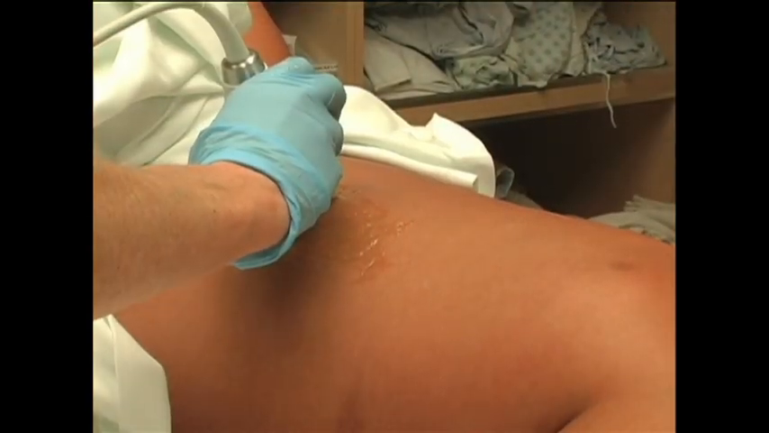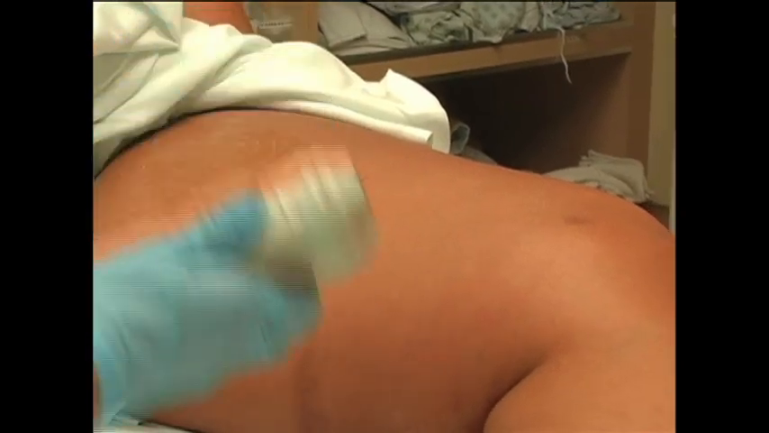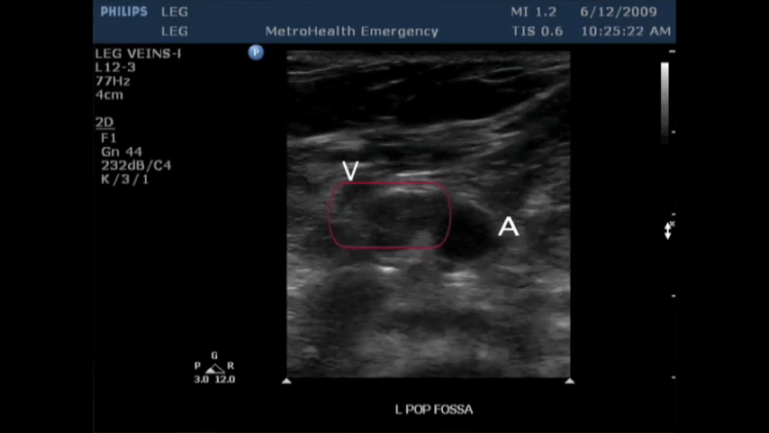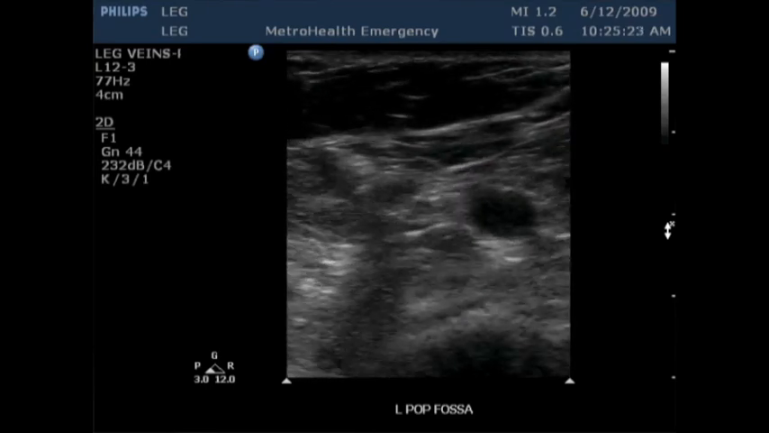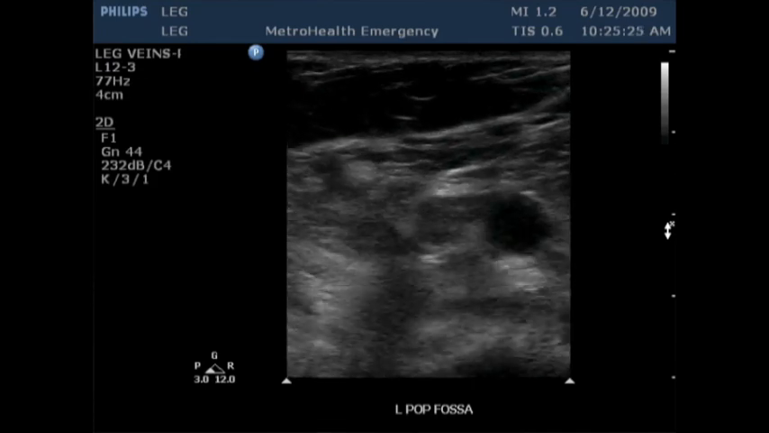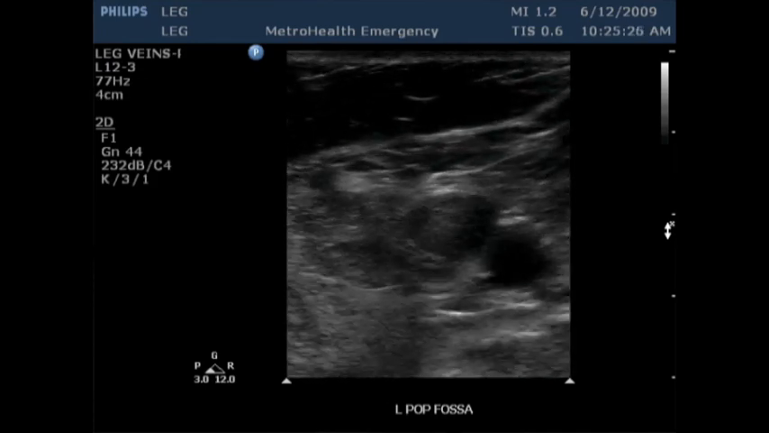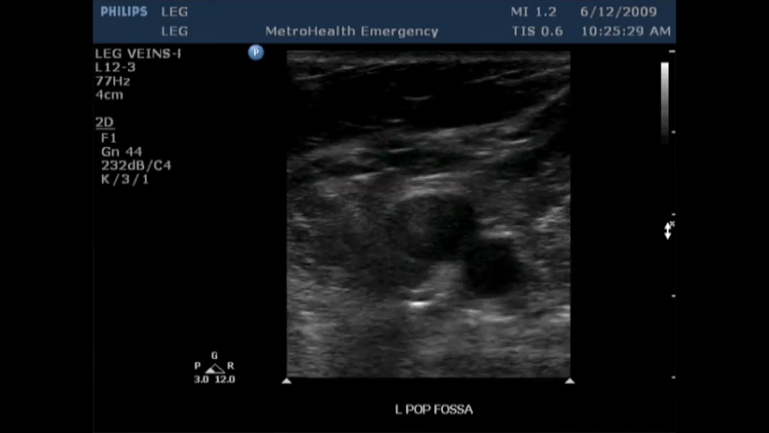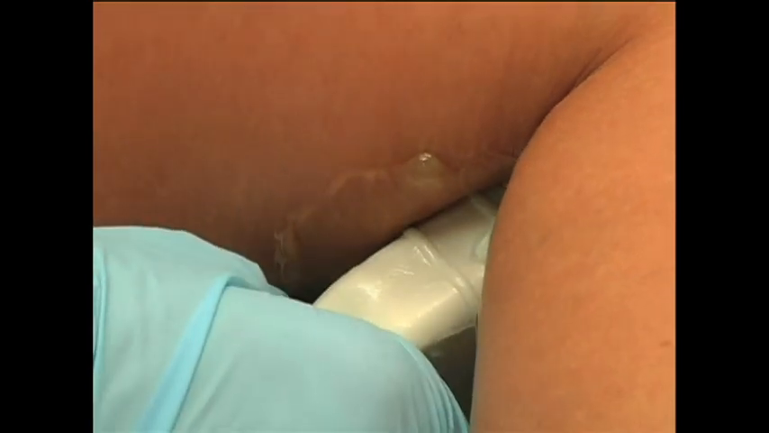Now, move the transducer to the popliteal fossa. The artery and vein are now seen on top of each other with the vein on top because we're scanning from the back of the leg. The popliteal vein is imaged using the same compression relaxation technique at 1 to 2 centimeter intervals through its entire course behind the knee down to the trifurcation.